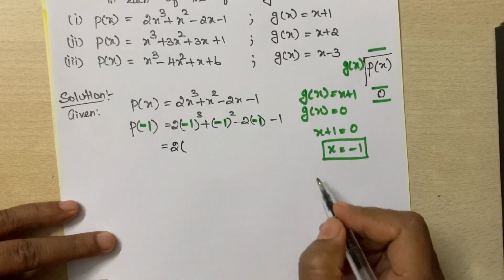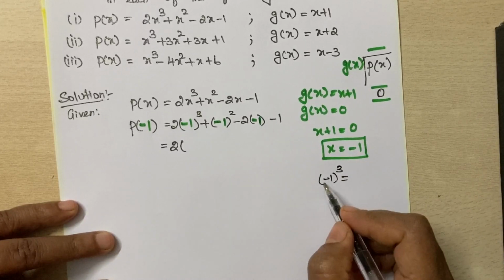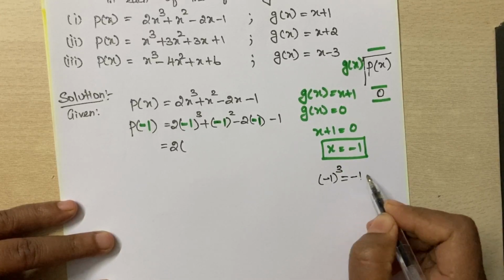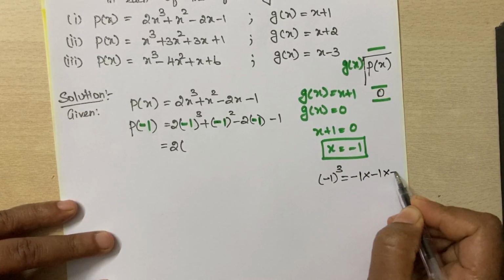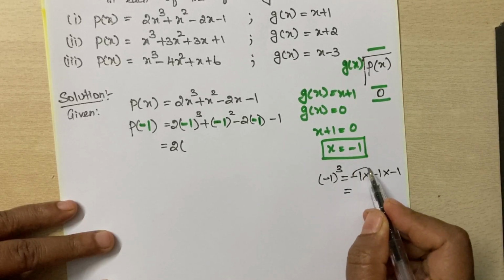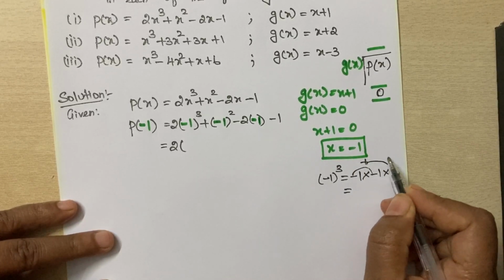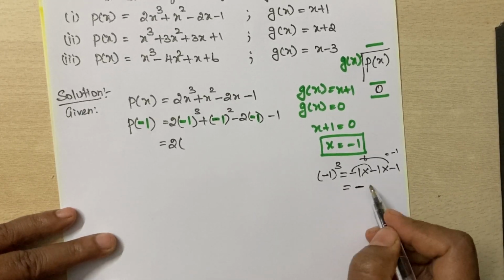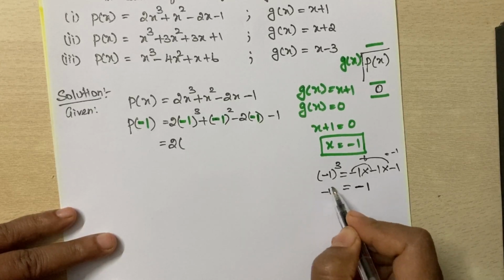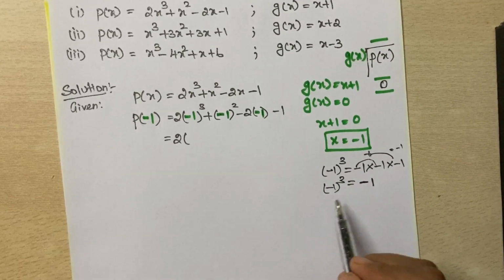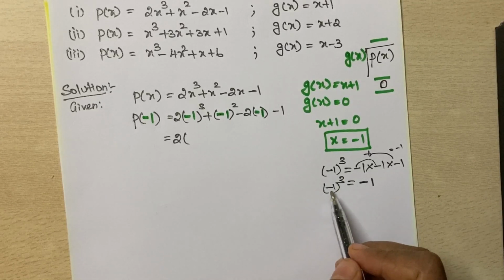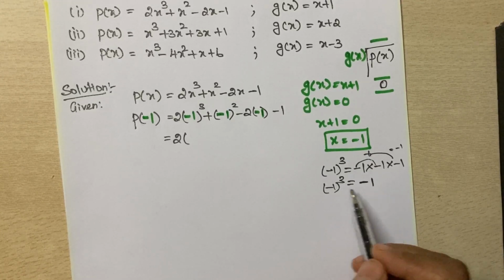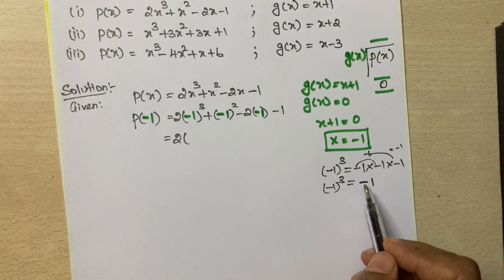2 into minus 1 cube. As we know, minus 1 to the power of odd number, it will be minus 1 only. How? Minus 1 into minus 1 into minus 1. That is, minus into minus is plus. Plus into minus is minus. Here sign is minus. Now multiply 1 into 1 into 1 is 1. So minus 1 cube is minus 1. Now you can understand very simply that minus 1 to the power of odd number is minus 1 only. Minus 1 to the power of even number is plus 1.